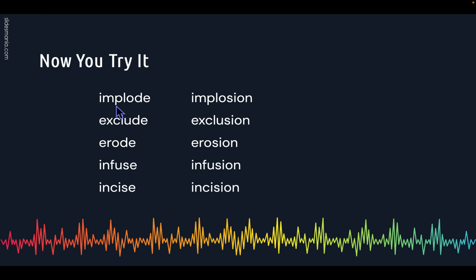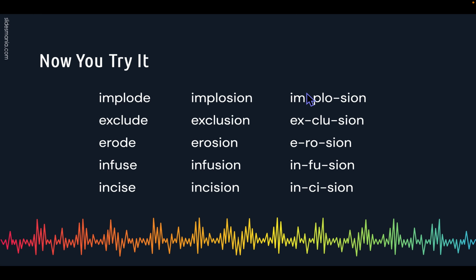All right, you try it with these words. I put the verb form, and then I put the noun that we are turning it into. So you divide them into syllables and pronounce them correctly, remembering that the SI in these words, because it is taking the place of a DE or an SE, is going to take on the voiced zh sound.